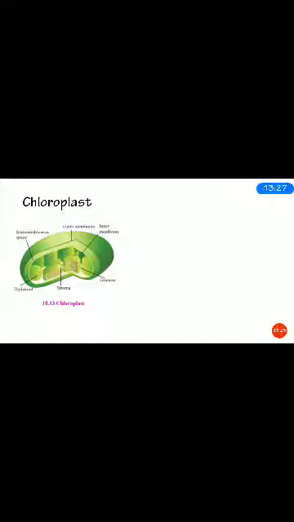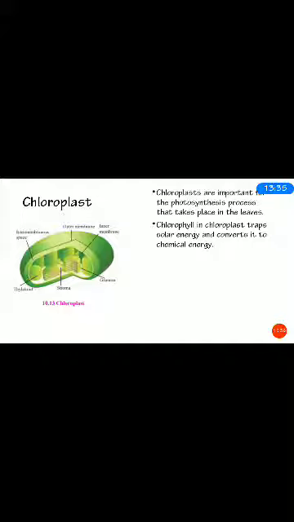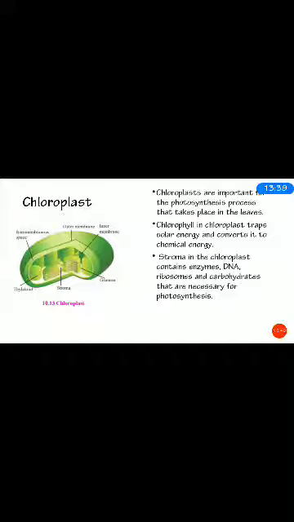pigmentations in it. Plastid stores the pigments in it. So one of which is chloroplasts. So chloroplasts are important for the photosynthesis process that takes place in the leaves. Chlorophyll in chloroplast traps solar energy and converts it into chemical energy. And stroma in the chloroplast contains enzymes, DNA, ribosomes and carbohydrates that are necessary for the photosynthesis.